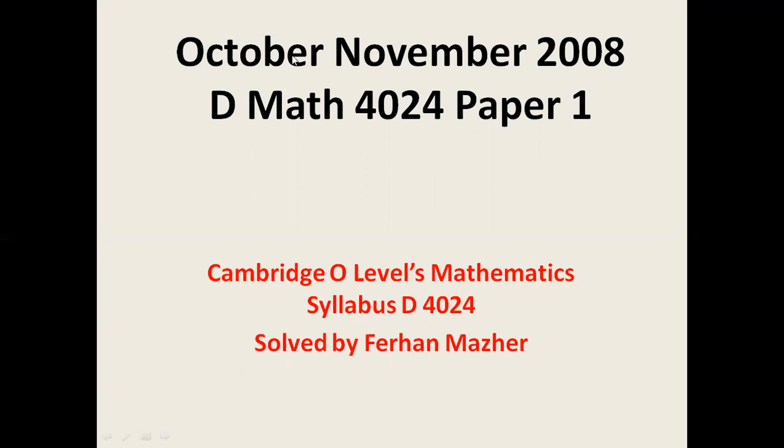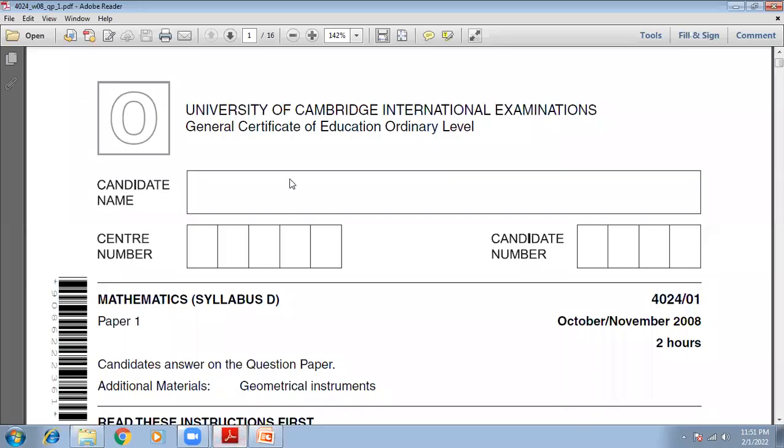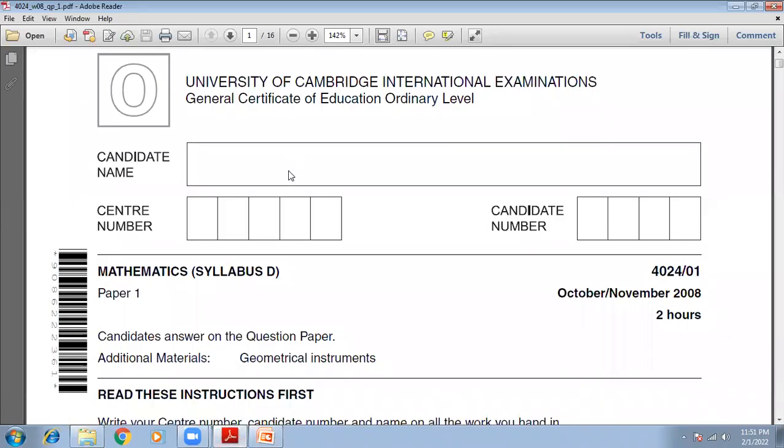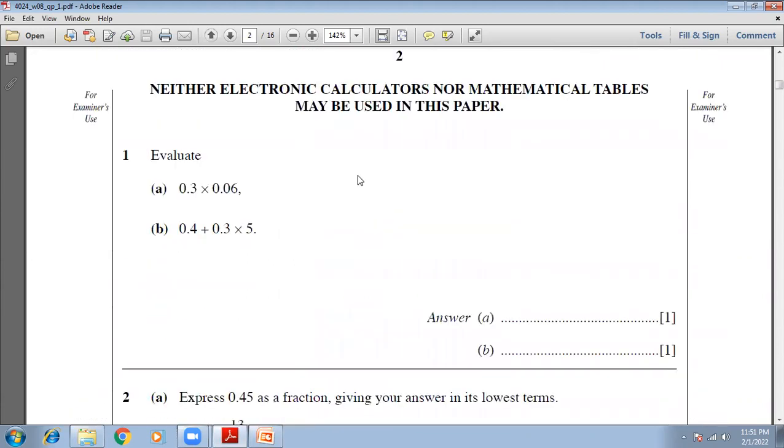So let's start this paper. Hope you will enjoy this. So let's go to the exact paper. So here we go. On your screen the paper is showing up, October November 2008, paper 1, 2-hour time. Calculator is not allowed in this paper.